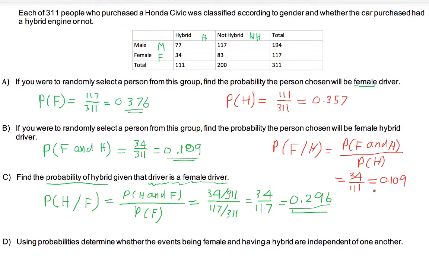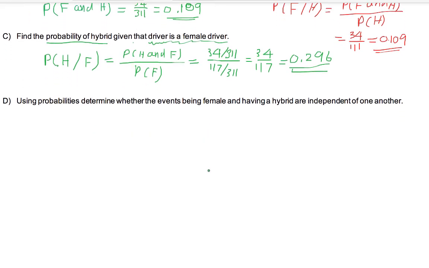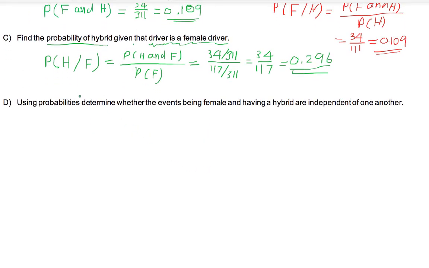109. Okay. Now you see the difference. Actually, the main thing is here the given part should be at the denominator. Okay. Then part D. Using probabilities, determine whether the events being female and having a hybrid are independent of one another.